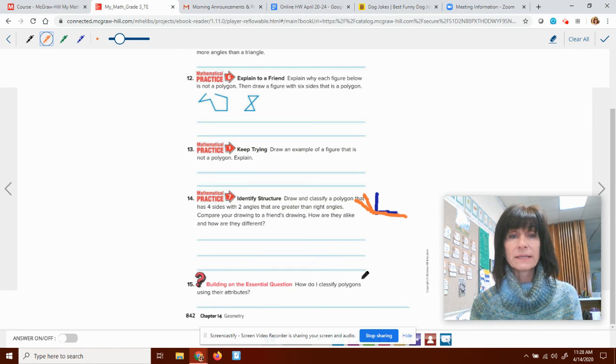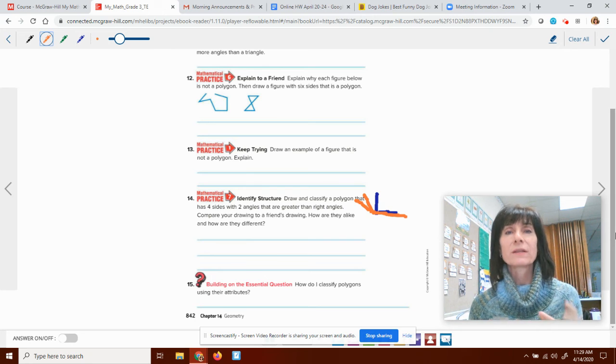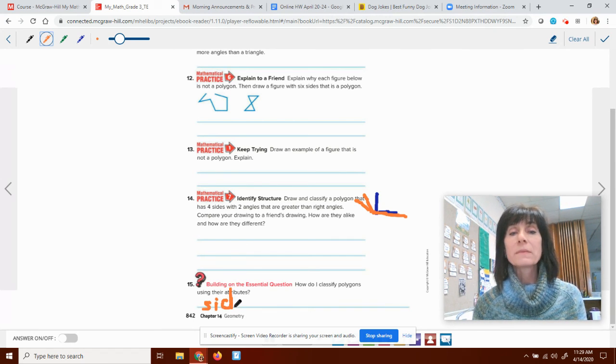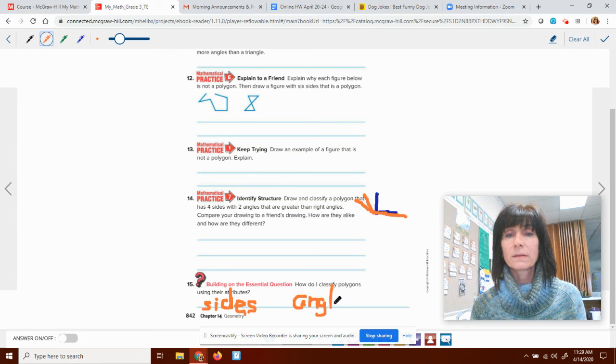How do I classify polygons using their attributes? That's pretty simple. What were the two characteristics that we talked about on that key concept chart? Well, they always talk about sides and angles. That's how I can classify. If I know how many sides something is, and I know how many angles, we can go ahead and classify. 3 sides, 3 angles, triangle. 5 sides, 5 angles, pentagon.